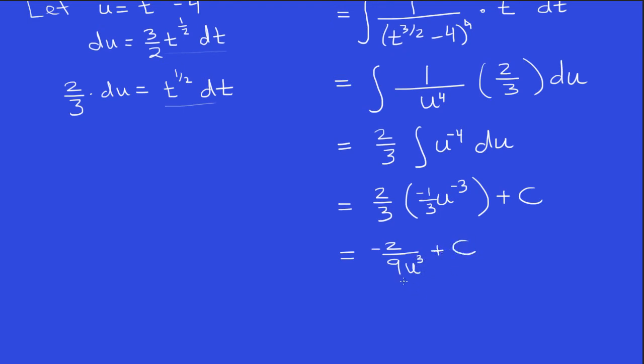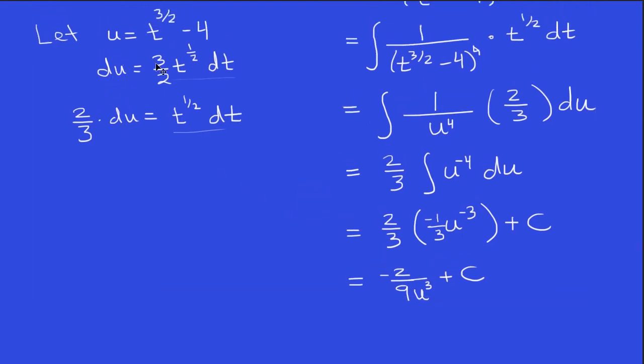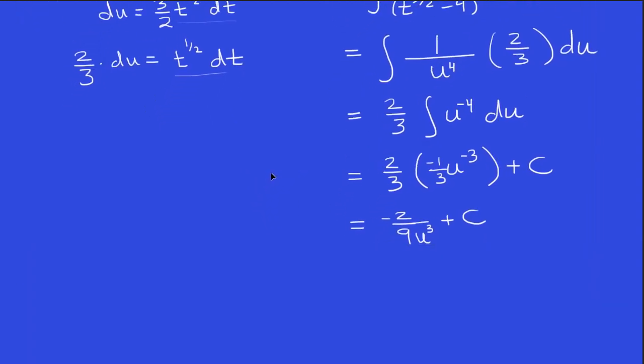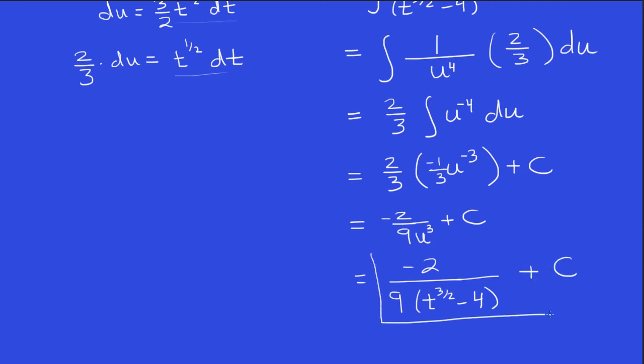And I get that. And really all that's left to do now is to replace the u by the original letter, which was t, right? Remember, u is just t to the 3/2 minus 4 there. So we'll just put that in. t to the 3/2 minus 4. We get something like that, and that is our final answer.